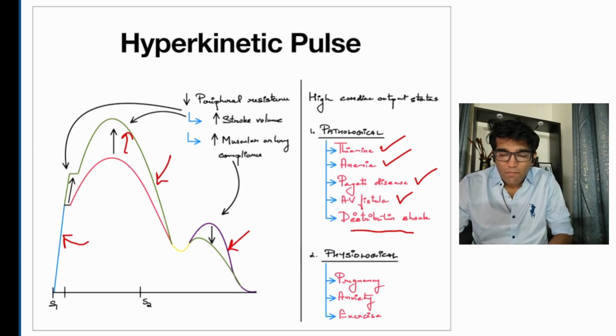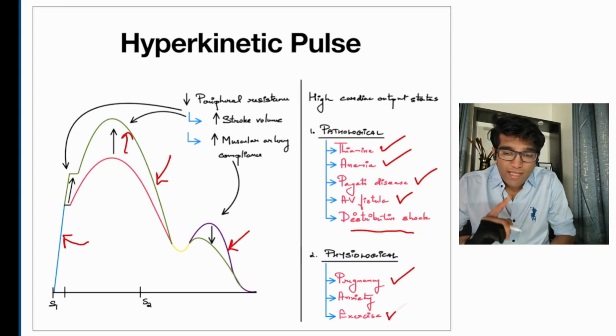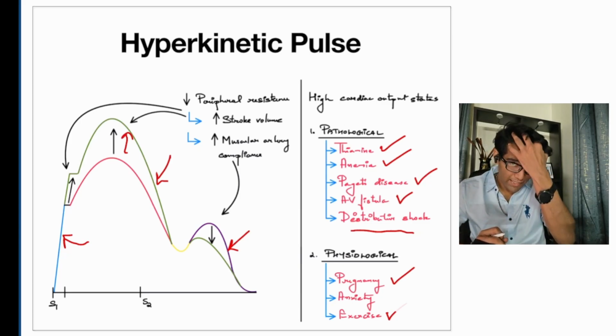Now, in some normal physiological conditions also this happens. So in pregnancy, because of progesterone levels being very high, there is vasodilatation and decreased vascular tone. When you have anxiety, it is reported, but typically in anxiety you have the reverse. Okay. And then in exercise. Now exercise is a very important thing, because exercise, this is actually when you can feel like a hyperkinetic pulse most commonly in a normal person, somebody who is completely normal.